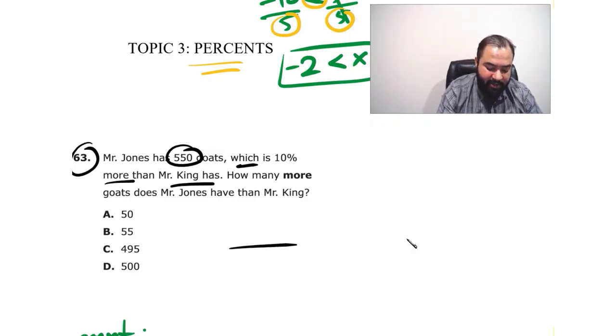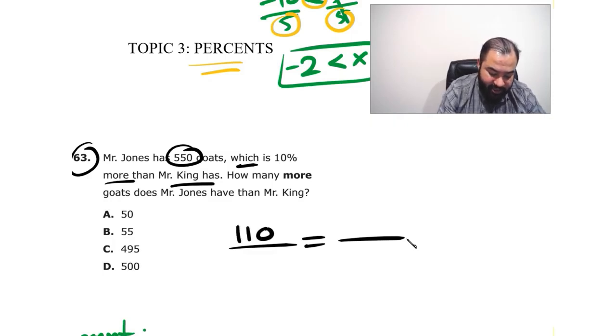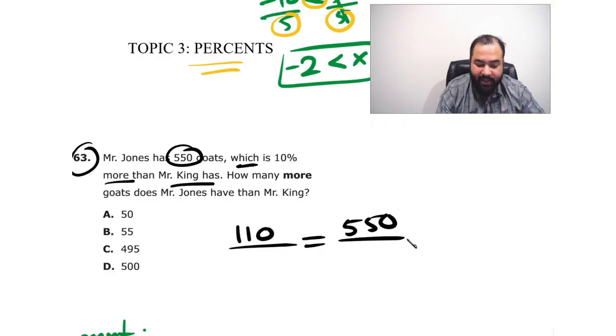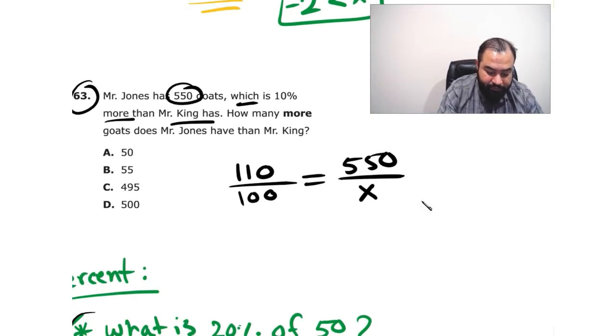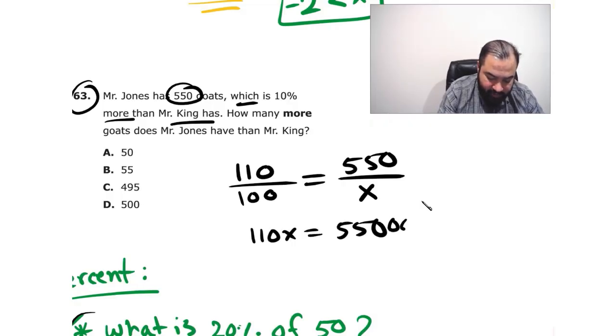So I can set it up. So let's say 10% more is the 110%, and that's what is 550. And Mr. King has the 100%, which we don't know how much. So we have to find it. Now we can cross multiply. So if you do cross multiply, what do you get? Multiply 110 with x, 550, 2 more zeros. You know, you can definitely simplify, which I'm coming to.